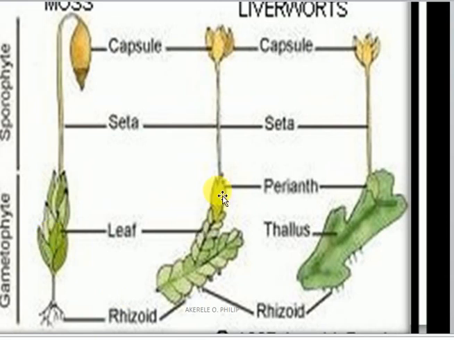What we are seeing here has been magnified severally. They are very, very tiny. For them to reproduce, the male organ called antheridium, which contains the sperm, will need water for the sperm to swim to a female structure called archegonium. So they are totally dependent on water.